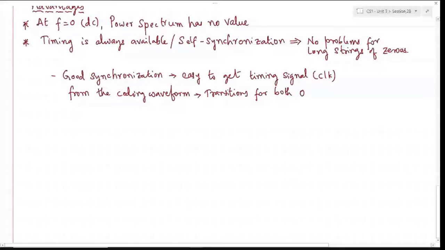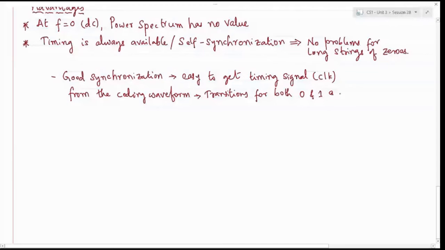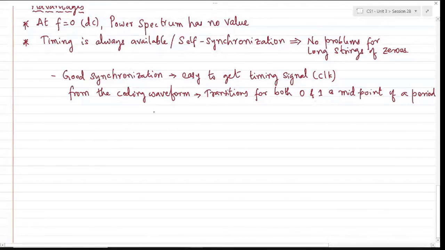As you know, it's a split phase coding. So for the representation of both bits, we have used a transition in between the bit, exactly at the midpoint, for 50% duration. So there are transitions for both 0 and 1 at the midpoint of a period. Even if there is a long string of zeros, the receiver will still be getting certain phase reversals. I mean, there will be certain finite amplitudes or finite waveforms that would be received by the receiver.